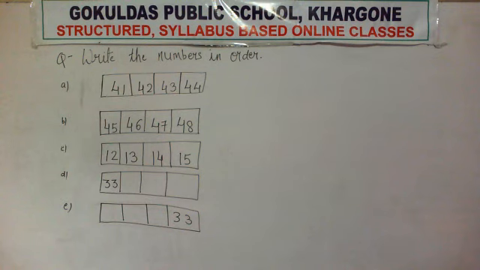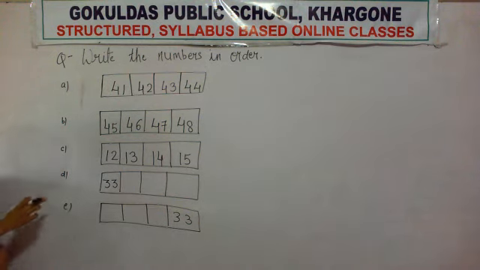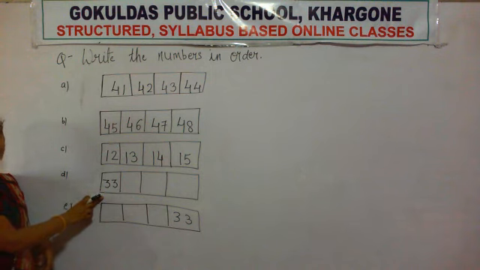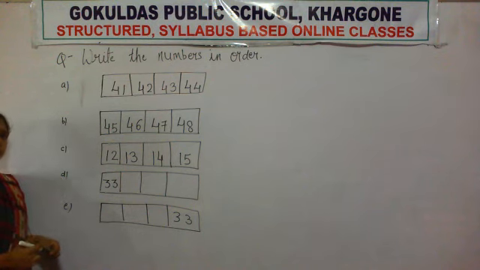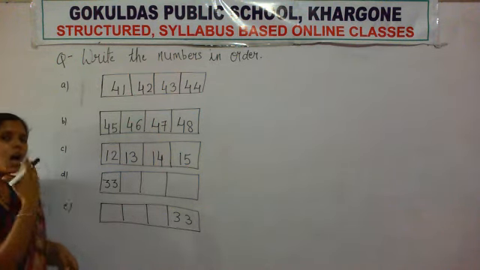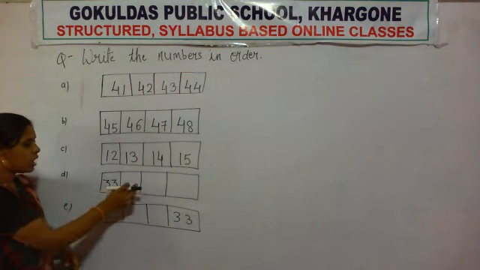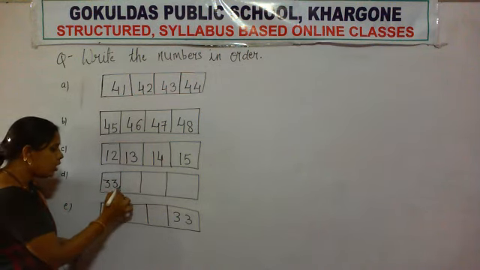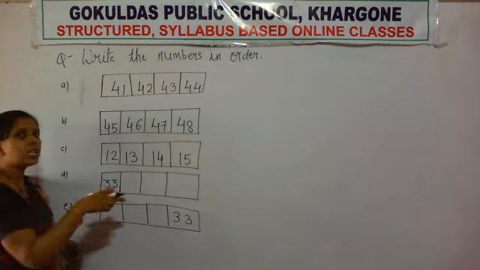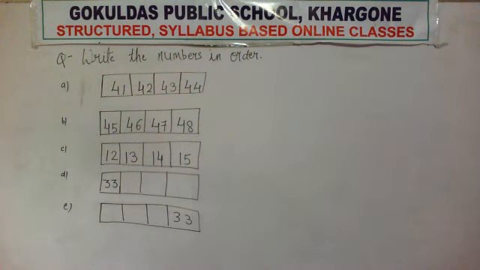Copied? Very good. Now the next question, that is D. In D also the number given is 33. Which number is given? 33. And how many boxes are empty? 3 boxes are empty, and these empty boxes are after 33. So what do we have to write? We have to write 3 numbers after 33.